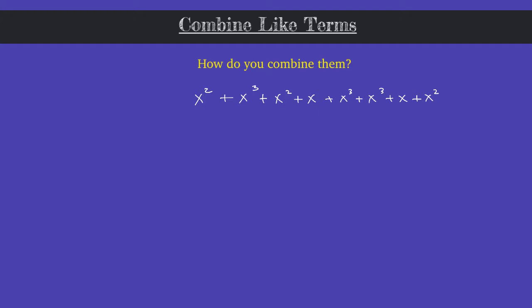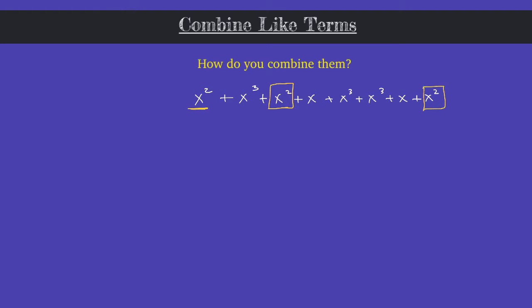So the first thing, remember, we're imagining our x to the power of whatever as one item. So the first thing we're going to look at is the first term in this expression, which is x squared. So when it says how do I combine them, I look throughout the entire expression, or if you are given an equation, you look throughout the entire thing and see where are all of my x squareds. Well, I have x squared here, I have another one here, and I have another one here.